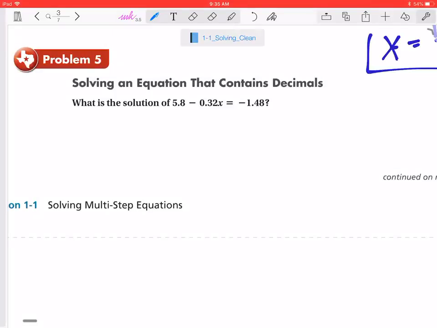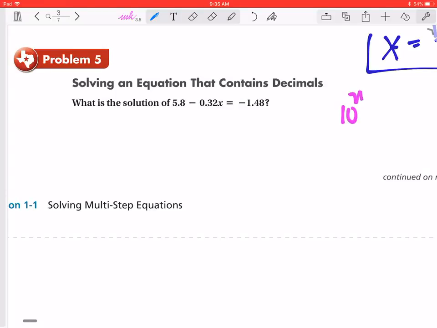All right, in problem number 5, we have an equation that contains decimals. Now, there's a couple ways that we could handle this. I can just solve it and solve for x, okay? We all are aware of that. But we can also make this a little bit easier on ourselves so that we're not dealing with that decimal point in our equations and making the mistake of forgetting it.